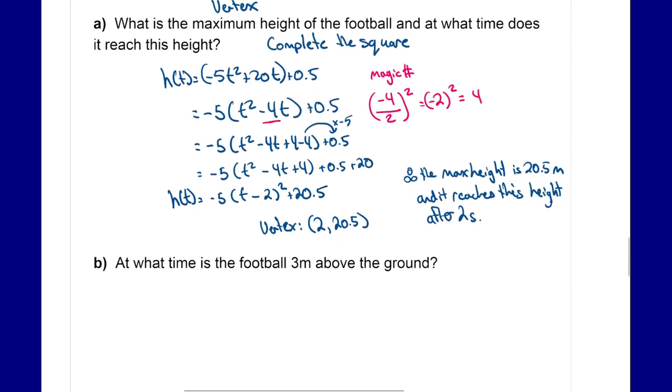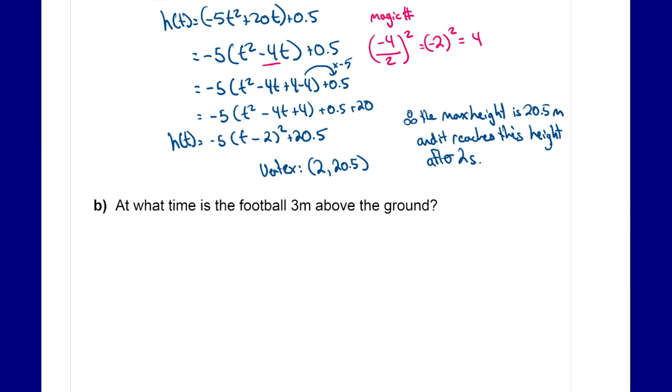Now for our next part, at what time is the football 3 meters above the ground? Because we've learned a different way, right? We're not going to worry about factoring and going from our standard form. We can look at our vertex form, which might be a little bit easier to solve because we don't have to do any factoring. So I'm going to take my vertex form, h(t) = -5(t - 2)² + 20.5. If I want to find the time that the football is 3 meters above the ground, that is h(t) = 3. So I'm going to replace that with 3.